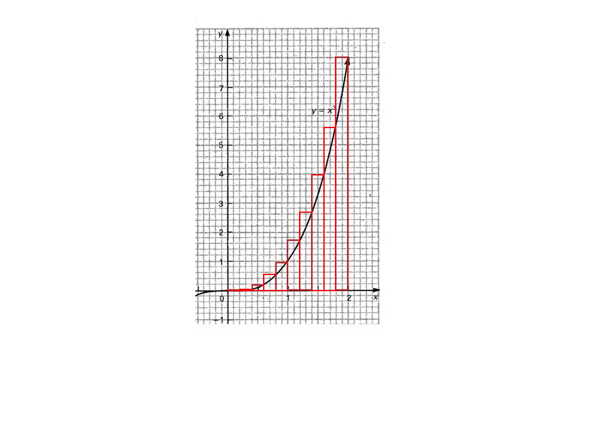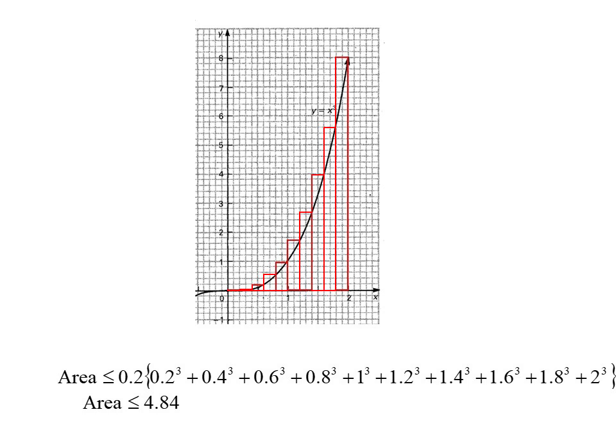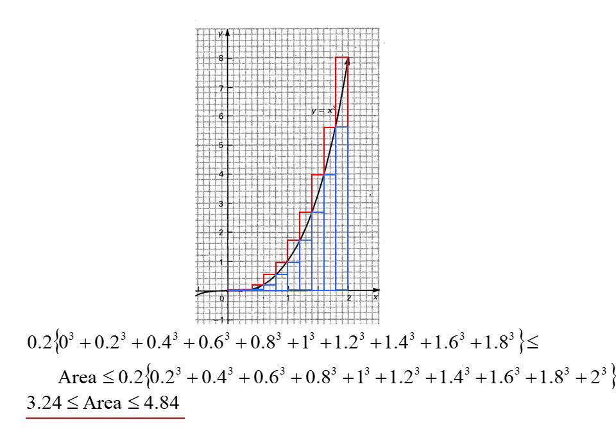So now I've broken it up into 10 rectangles. Each one of those would have a width of 0.2. 4.84 for the outer ones now, or the overestimate. And the inner rectangles, if I draw those ones in, we get an estimate there of 3.24. Average those, I'm now getting very close, 4.04. So what's happening? As I shrink those rectangles down, the overestimate is becoming smaller and smaller, as is the underestimate. So ideally, what I want to do is to make that width as small as possible.